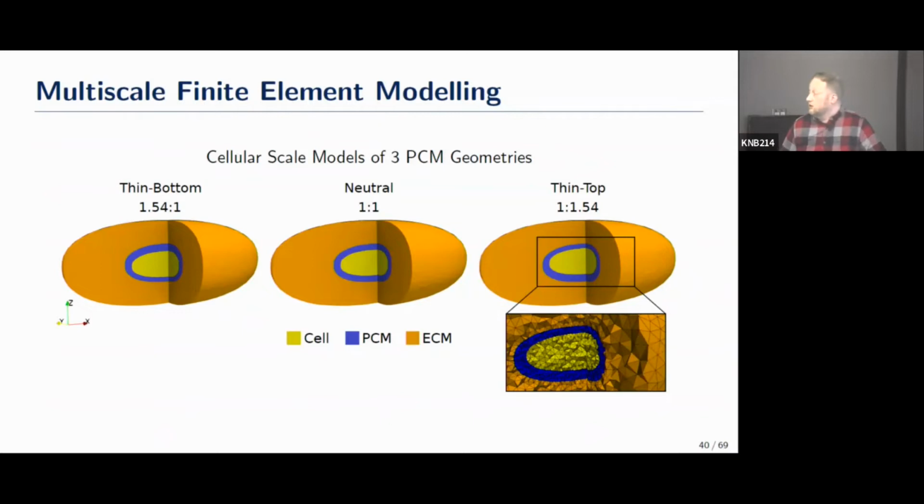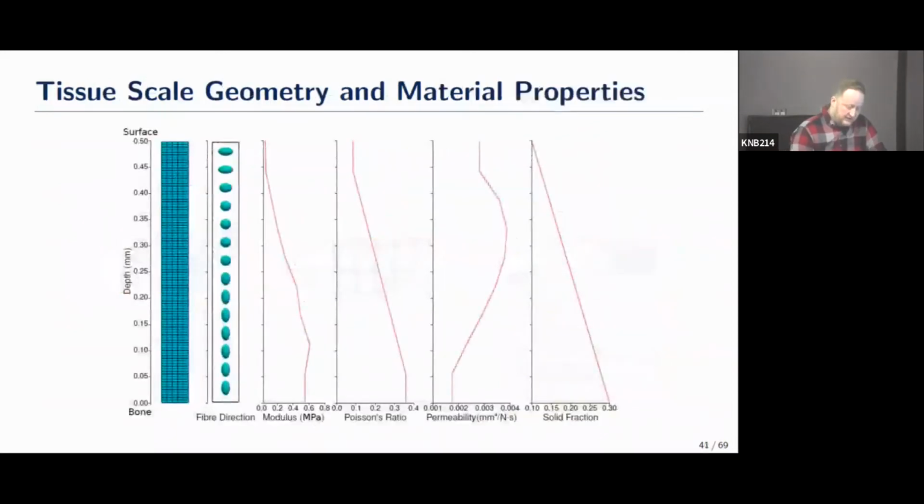A symmetric model where the top and bottom of the paracellular matrix were equal, and then the opposite of the observed reality, where it's 54% thicker on the top. And to drive these cellular scale models, we needed information from the tissue scale. So what are the mechanics that the cell is feeling? How are we going to deform that tiny microscopic volume containing the cell? We need that information from a tissue scale model.